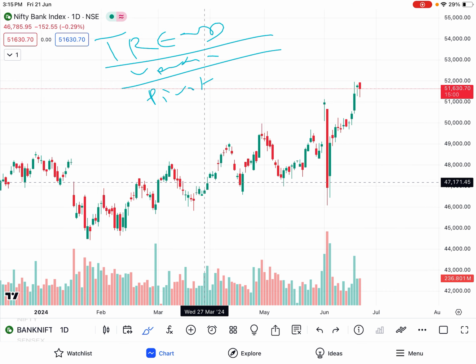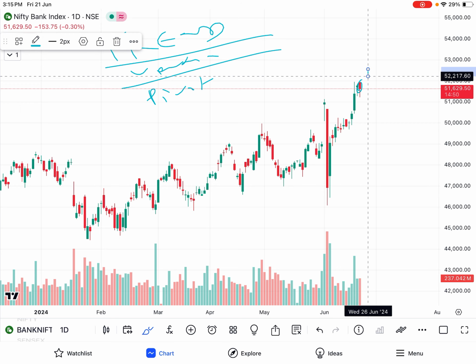In this zone, in Bank Nifty, what happened over the last so many days? Bank Nifty, this is basically a 1 day time frame, 1 day time frame meaning one candle is 1 day.